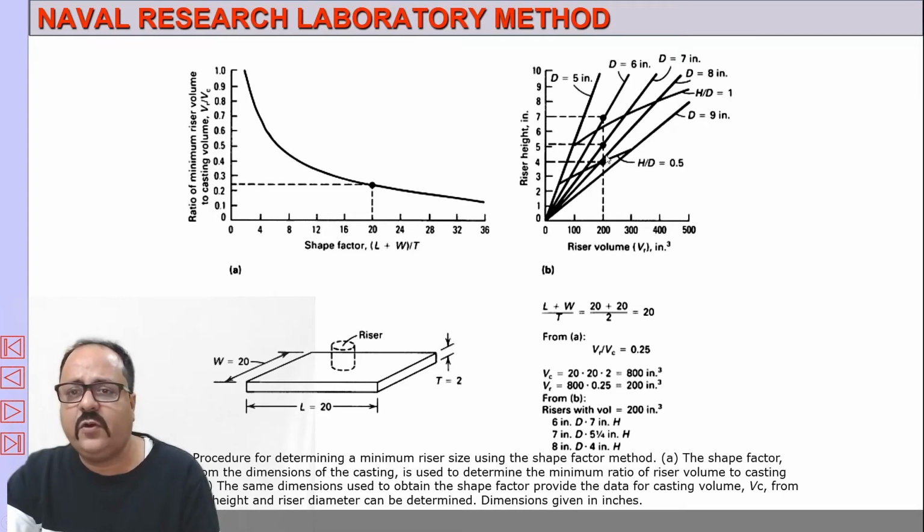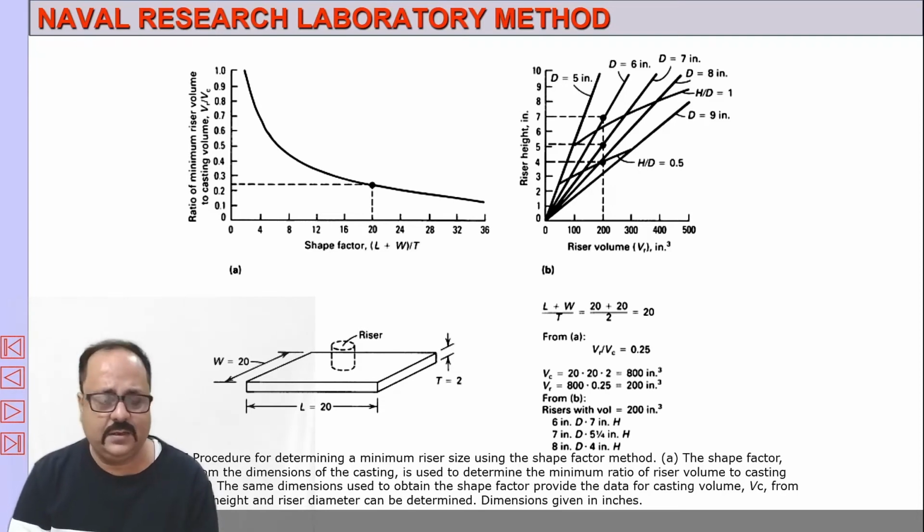So you can go for these 8 inch or 7 inch. If I take a 7 inch, then the height is coming out slightly more than 5. So let's say 5 and 1/4 inch. So diameter is 7 inch and height is 5.14 inch. If you take this, then you are in a comfortable zone and you expect the riser will solidify at the end. So this method is called the Naval Research Laboratory method.